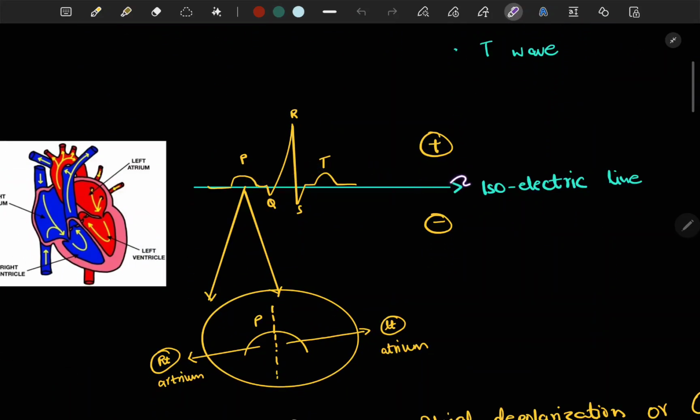First you need to understand the isoelectric line, which is simple. It's a line where there are no voltages conducted. So anything above this line is a plus, anything below this line is a minus.